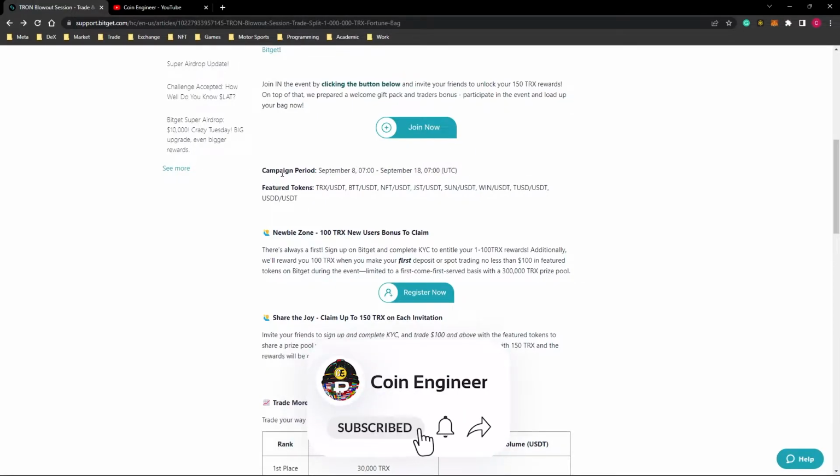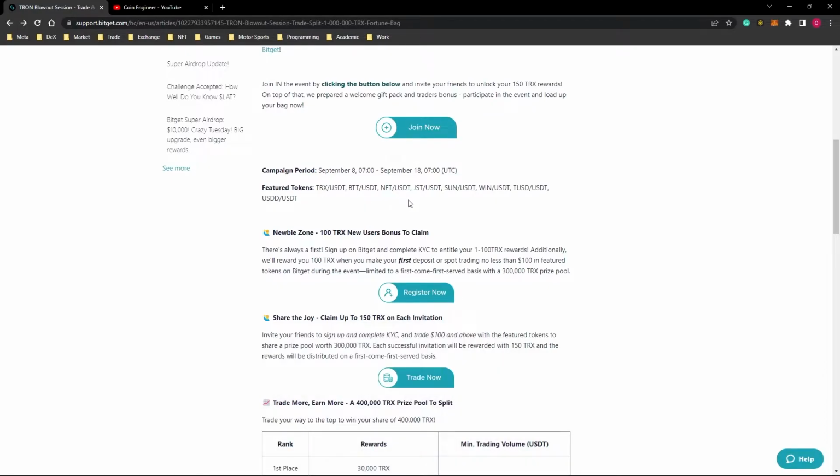During this campaign period, you must create at least $100 worth of market volume in one or all of these coin parities such as TRX USDT, BTT USDT, NFT USDT, JST USDT, SUN USDT, WIN USDT, TUSD USDT, and USDD USDT. The more trading volume you provide for the market, the more TRX tokens you will receive by the end of this event.